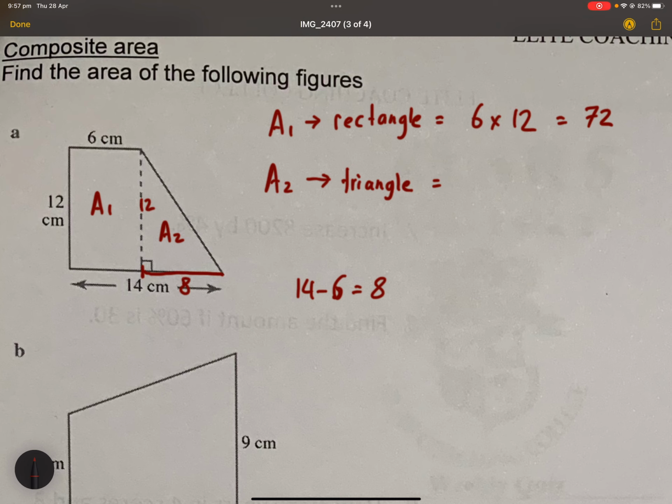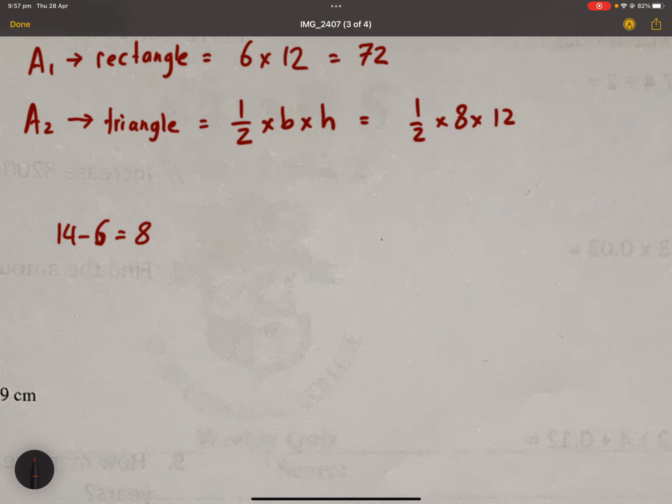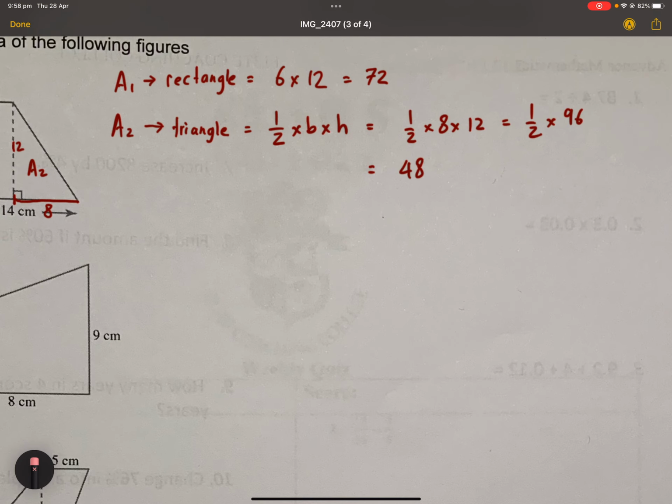So the area of a triangle is going to equal a half times base times height, which is equal to a half of the base, which is 8, times the height, which is 12. So what's a half of 8 times 12? 8 times 12 is 96. So we need to find a half of 96, which is 48. So the area of the triangle is going to equal 48. Now the total area is going to equal, I should put that down here.